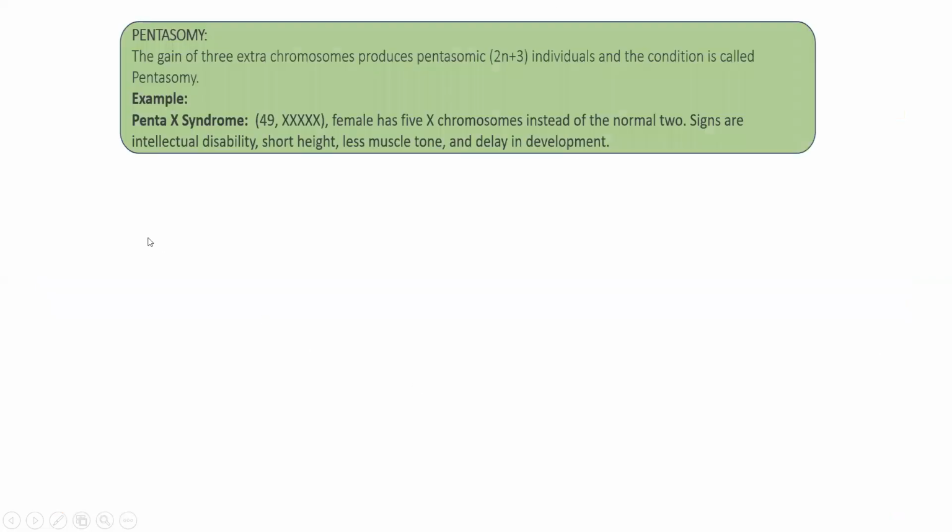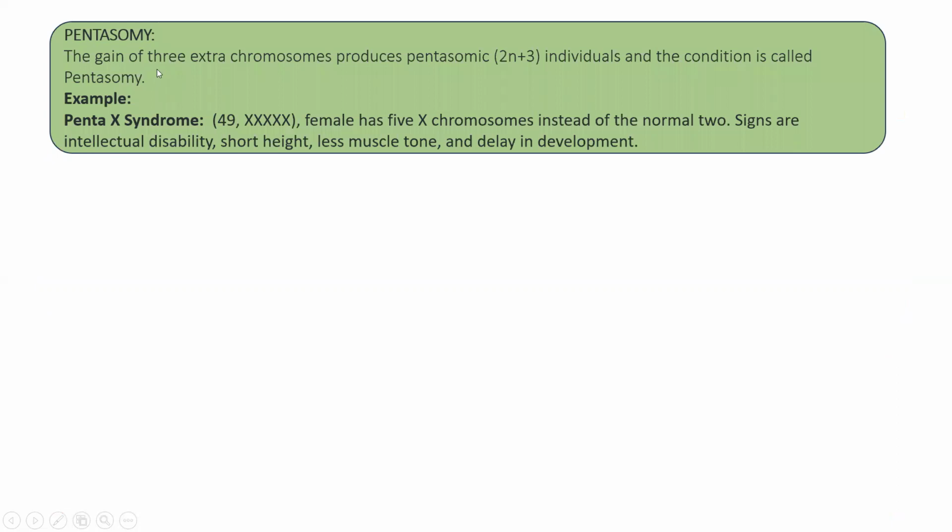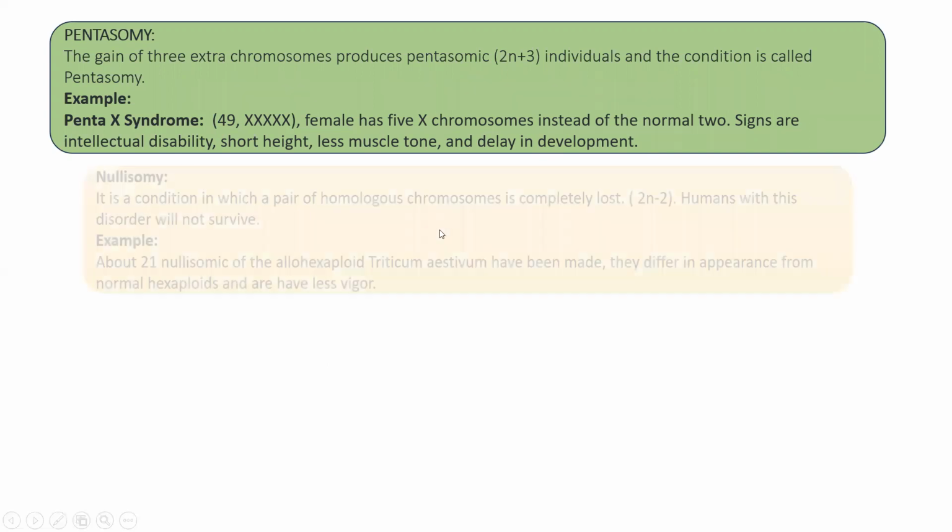Then another class is pentasomy. Here 3 extra chromosomes are produced, pentasomic, meaning 2n plus 3, and the condition is called pentasomy. An example is penta X syndrome, where you can observe 49 chromosomes. Ideally it is 46, and addition of 3 produces 49 chromosomes. Females have 5 X chromosomes instead of the normal 2. Signs are intellectual disability, short height, less muscle tone, and delayed development of the individual.